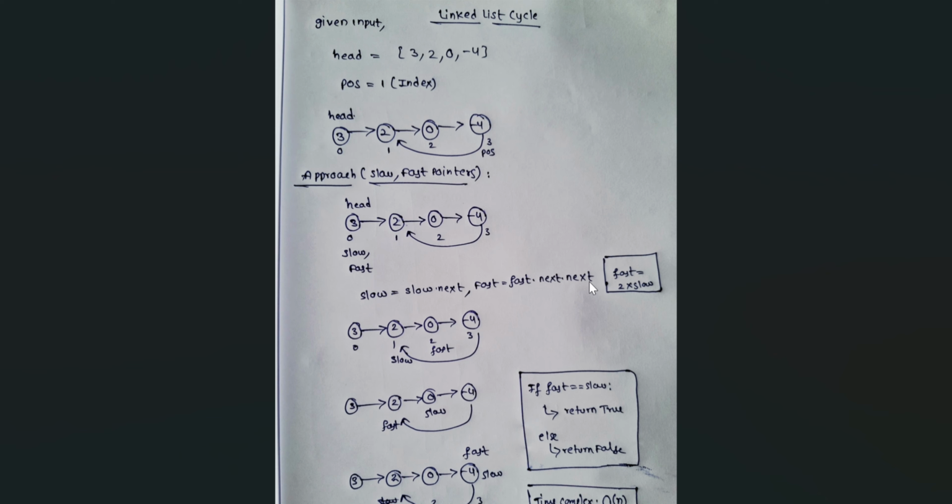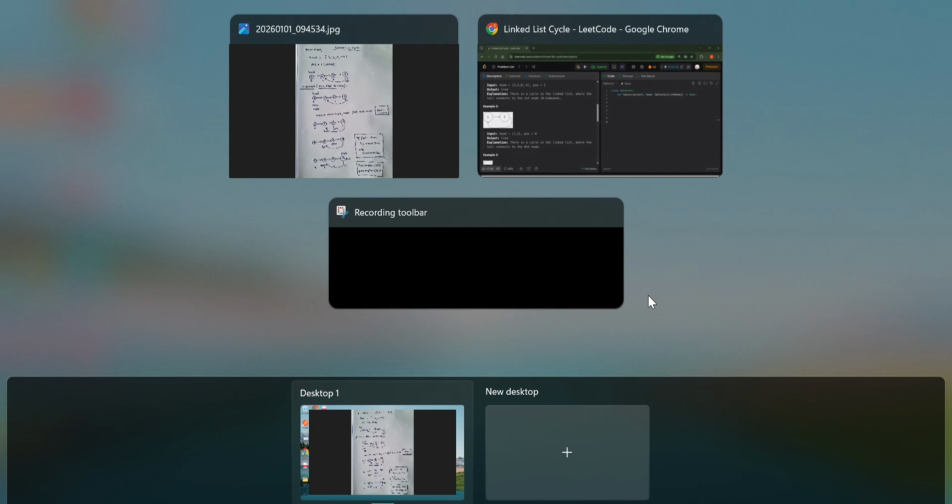This is the mathematical theme. Whenever fast and slow appear at the same point, we'll return true as a result. Otherwise, we'll return false. For this approach, the time complexity is big O of n, and the space complexity is big O of 1. So I'll go with the problem solving.